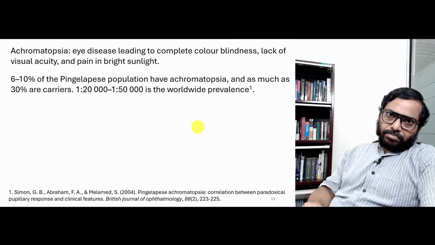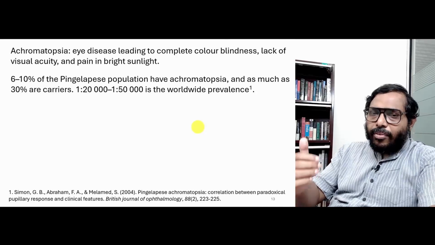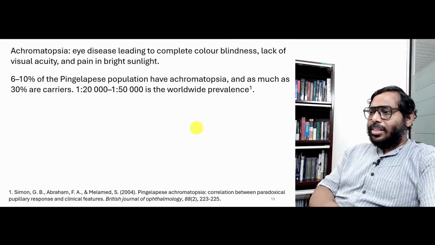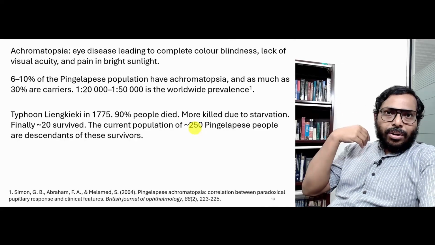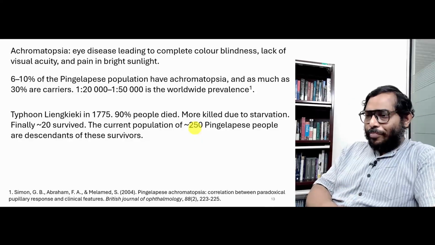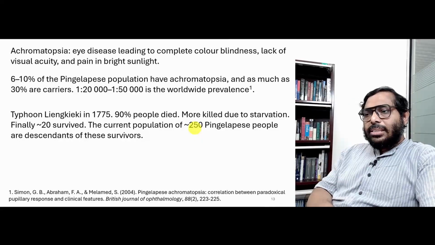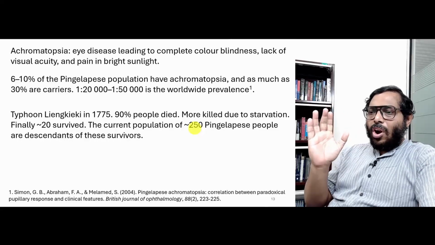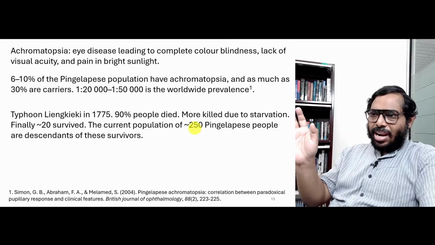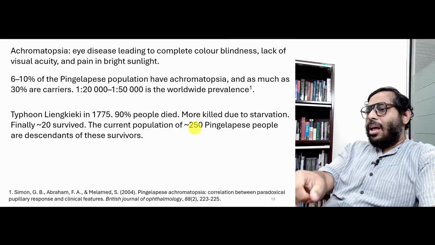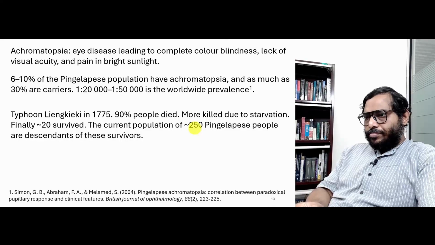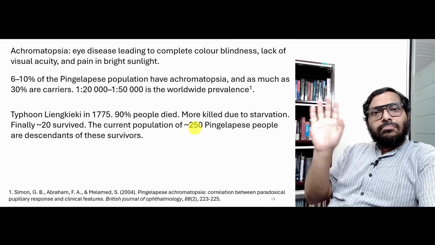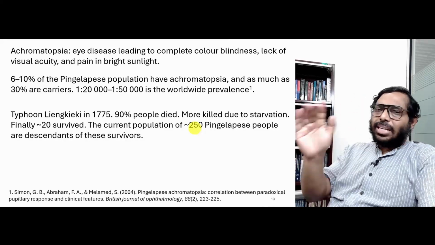Now, how come something which is so problematic for the species is so widespread? Turns out the story over here is fantastic, or not for them, but from a scientific point of view. In 1775 there was a very massive typhoon called Lengkieki. I hope I am pronouncing it right. Due to this typhoon, about 90% of the population of that entire island was wiped out, they just died.